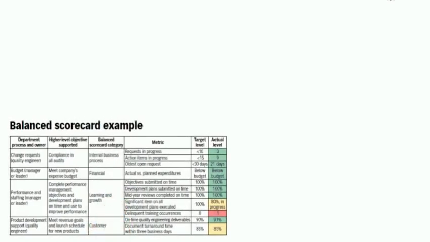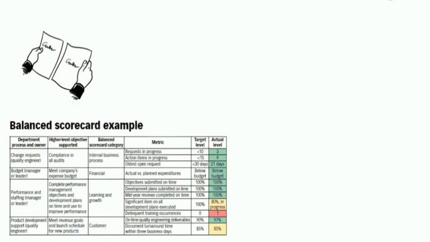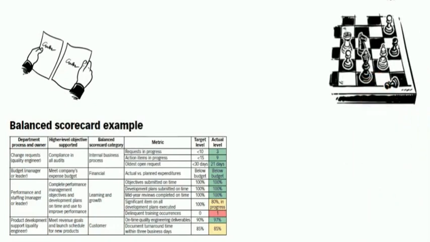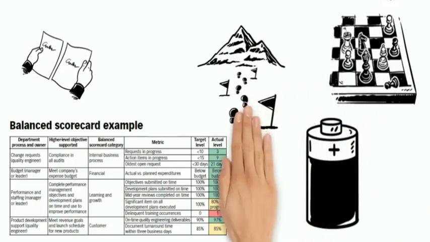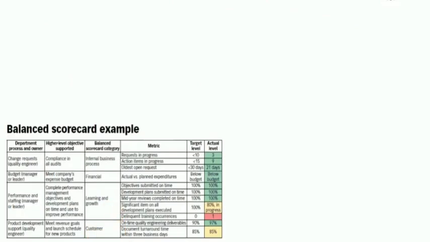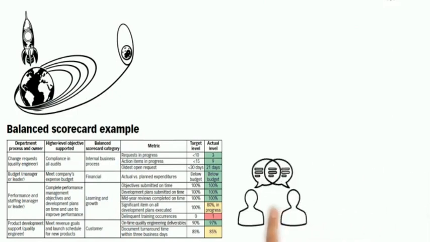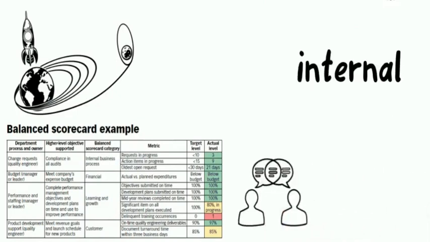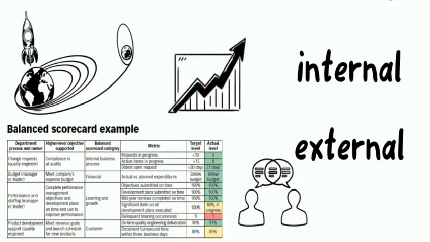The balanced scorecard is used to align business activities to an organization's strategy and monitor organizational performance versus strategic goals. A balanced scorecard is defined as a management system that provides feedback on both internal business processes and external outcomes to continuously improve strategic performance and results.